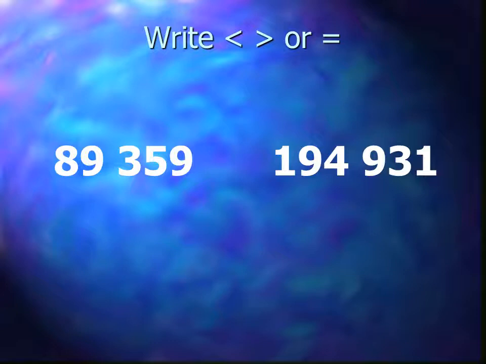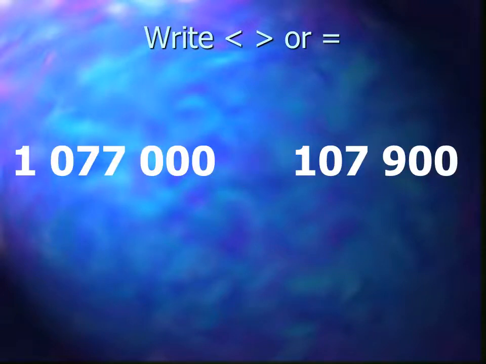Let's try another one. Please write less than, greater than, or equals to between these two numbers. Did you write less than? Very good. 89,359 is less than 194,931.